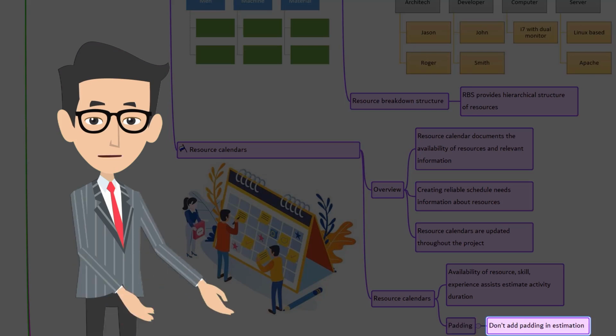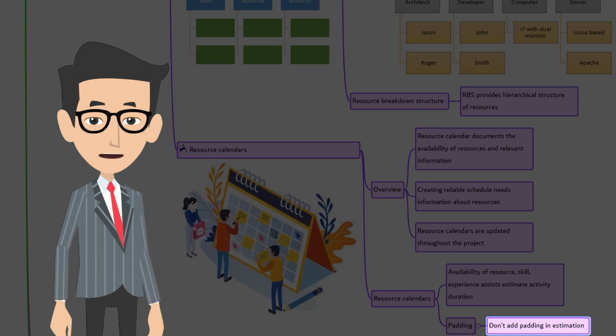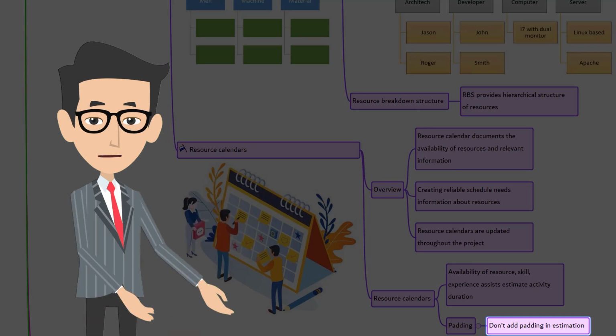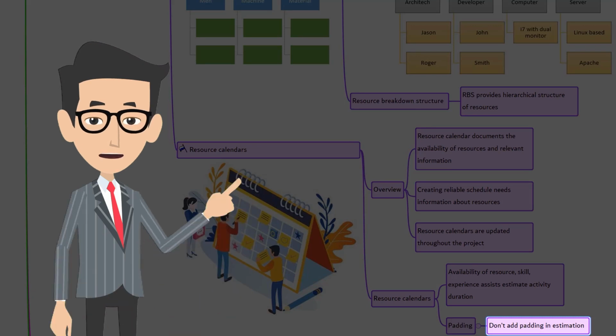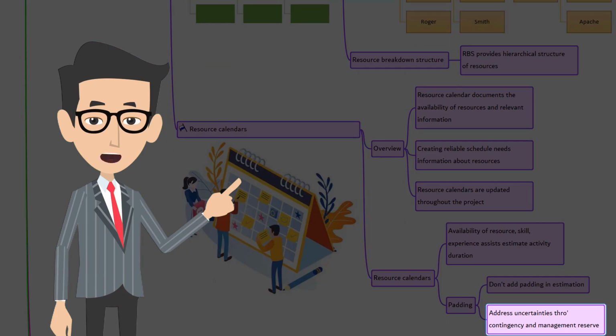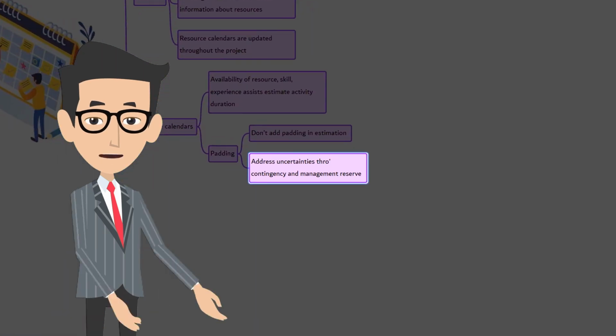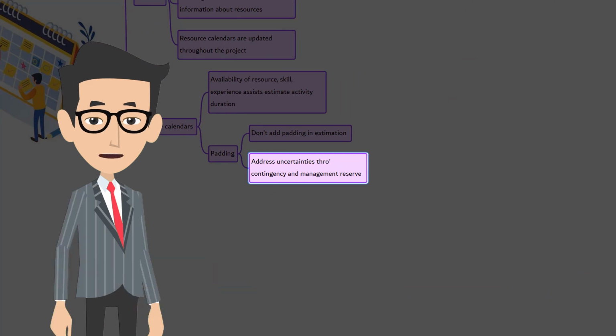But you know what? Padding is considered as an unethical behavior. As a professional project manager, you are expected to tell the truth all the time in your project. It is your responsibility to provide the realistic schedule and budget. In case an estimation has many unknown factors, then those should be addressed through reserves such as contingency reserve and management reserve, not by adding padding.